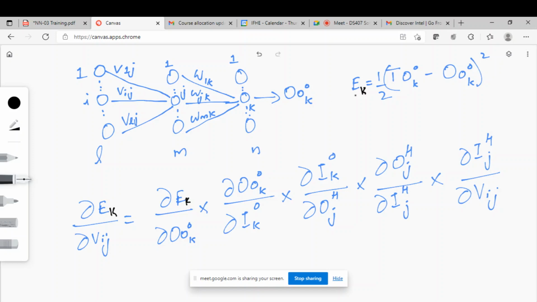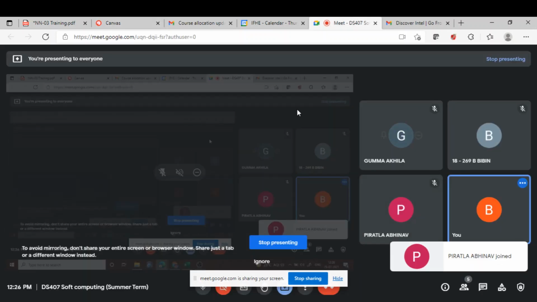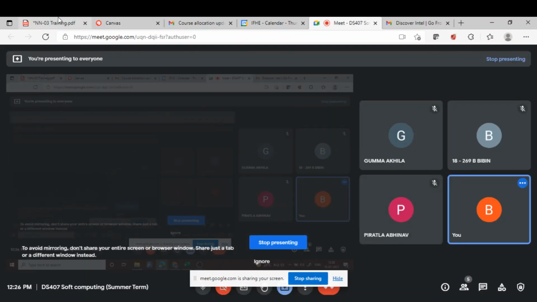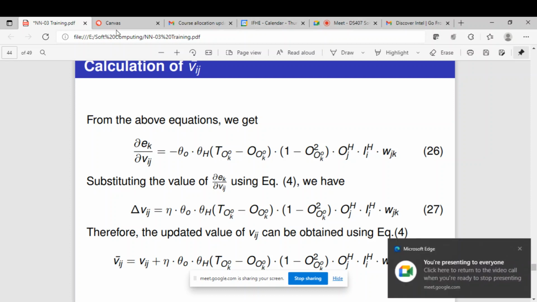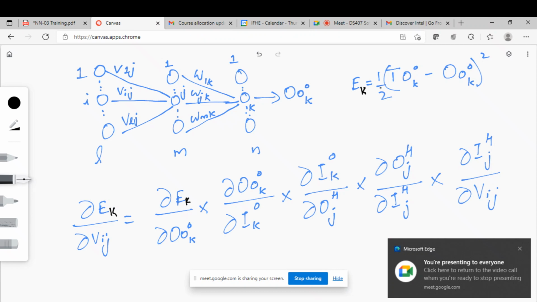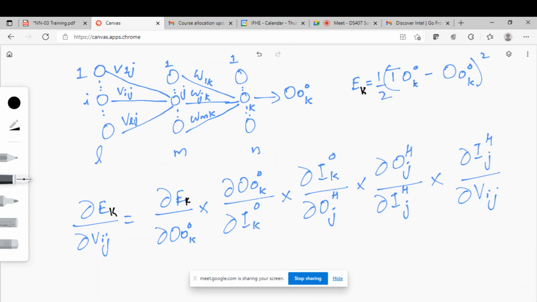So the error is the same. The error is represented as 1 by 2 (TOKO minus OOKO) the whole square, that is, the target output of the kth neuron of the output layer minus the observed output of the kth neuron of the output layer. Now we want to take the derivative of the error with respect to Vij.